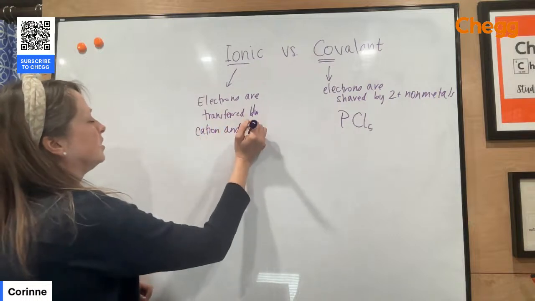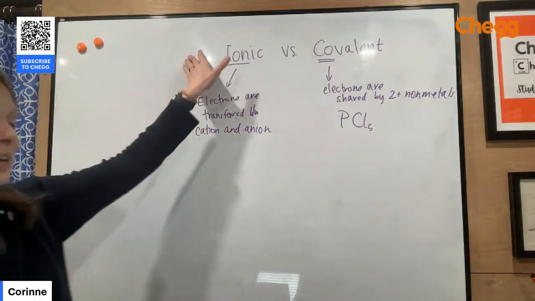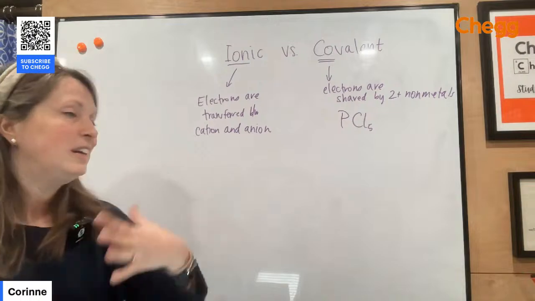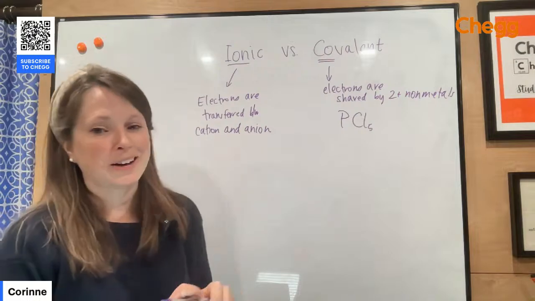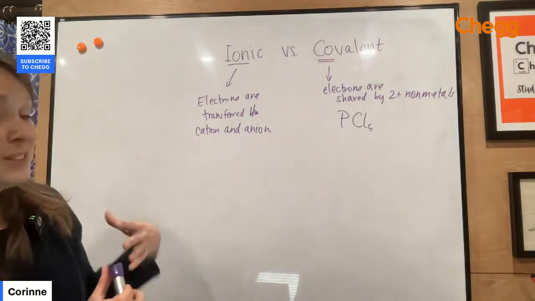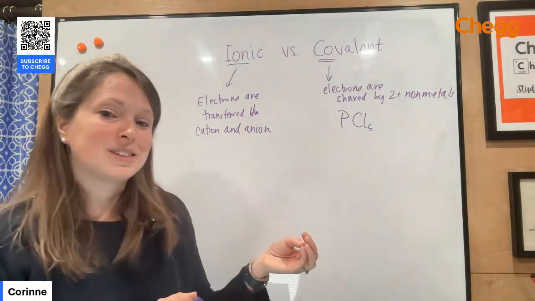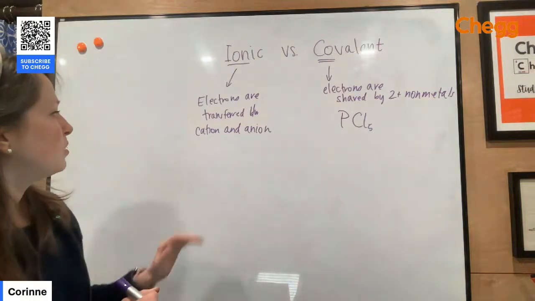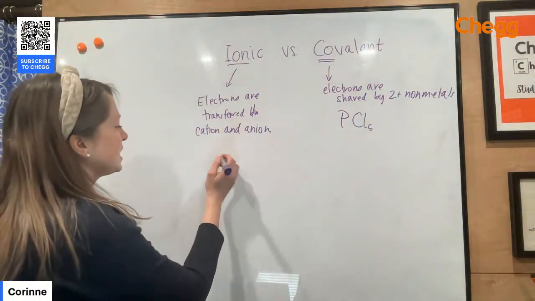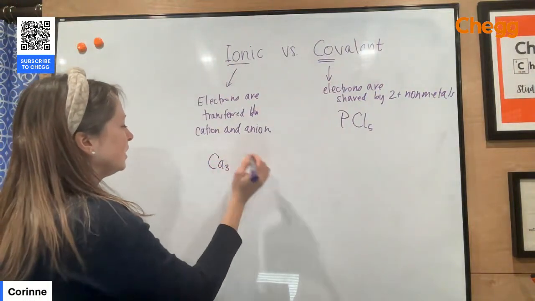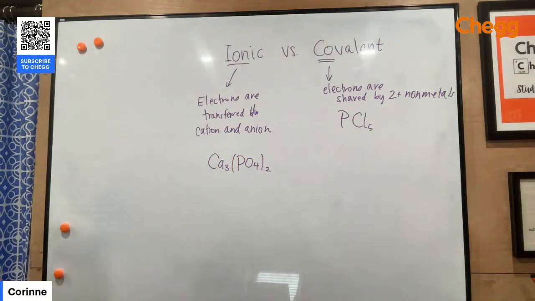cation and anion. A lot of teachers will tell you that for ionic bonds, you have just a metal and a nonmetal. For the most part, that is true, but know that there are some exceptions. You can have a polyatomic ion called ammonium, where ammonium is just nitrogen and 4 atoms of hydrogen. It's not a metal, but it still is classified as an ionic compound. So in an ionic compound, electrons are transferred between the cation and the anion. Let's say I had calcium phosphate. This would be an example of an ionic compound. So that's the difference between those.